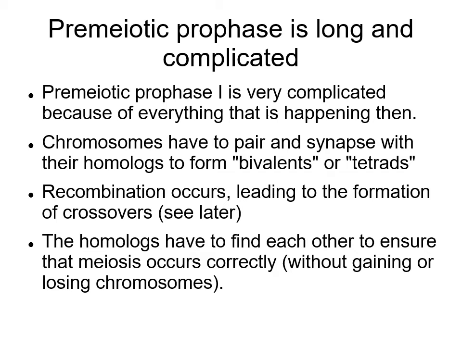Okay, so premeiotic prophase is long and complicated when you think about everything that has to happen then. The chromosomes pair and synapse with their homologs to form bivalents, also called tetrads. Recombination will occur, and it's important that each chromosome find its homolog because that guarantees that it will segregate from its homolog in order to assure that meiosis occurs correctly.